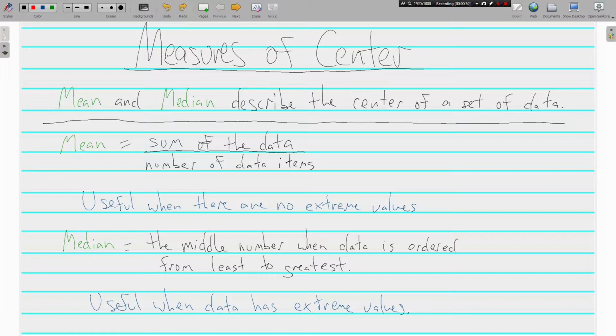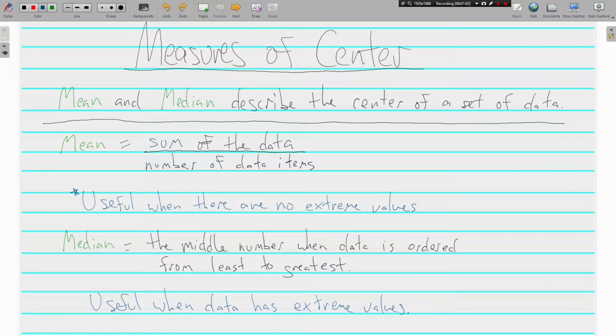Now, you've probably run into this before, so here's a little bit of review of how you calculate these things. The mean, also called the average, is the sum of the data divided by the number of data items. Something that may be a little new is knowing when it's good to use the mean or the median. Your mean is going to be more useful when there are no extreme values in your data. Sometimes you may have heard those called outliers.